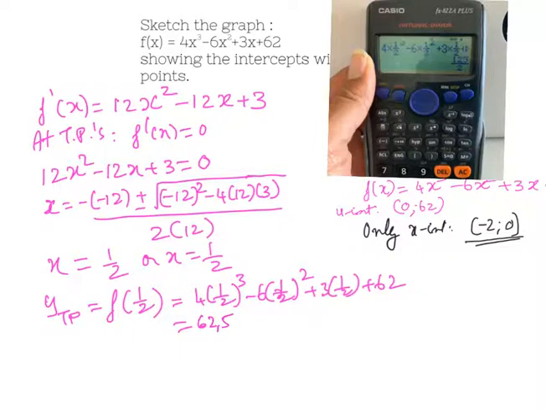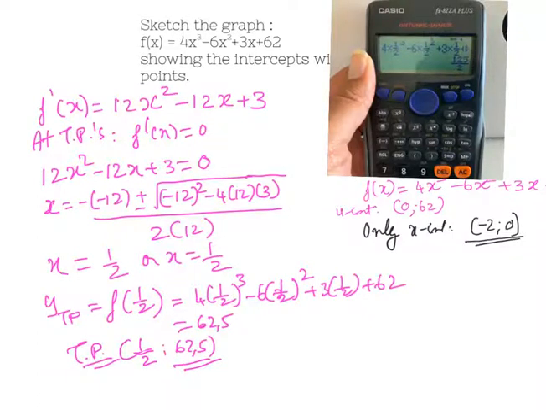So what are my turning points? My turning points are 1/2 and 62,5. So it is half, not 3. Let me write very neatly. So it's (1/2; 62,5). So I got this answer here. These are my turning points. You see, my turning points are equal.